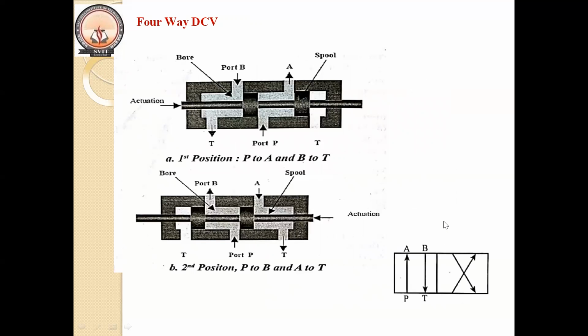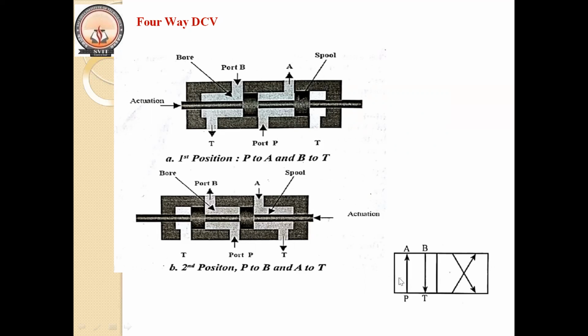Okay, next we have a four-way DCV. The name four-way is because it consists of four ports: pressure port P, actuator port A, one extra port B, that is the working port, and the tank port. This is also a two-position valve. You can see when the spool is at the first position, the fluid can easily flow from port B to port T and port P to port A.